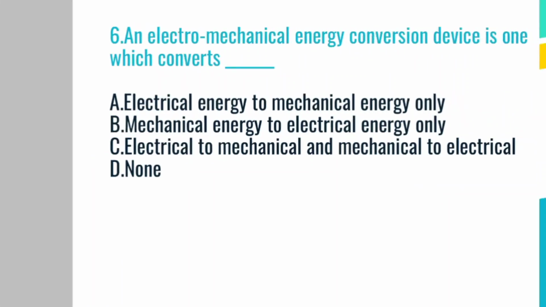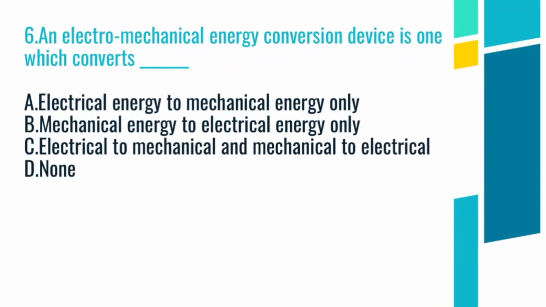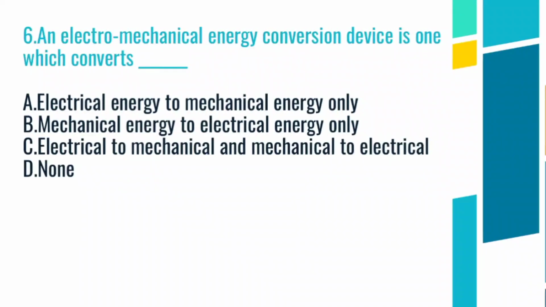Coming to the next question. An electromechanical energy conversion device is one which converts A electrical energy into mechanical, B mechanical energy into electrical, C electrical to mechanical and mechanical to electrical, D none. An electromechanical conversion device is one which converts electrical to mechanical and mechanical to electrical. A machine may be a generator or a motor. Hence C is the answer.